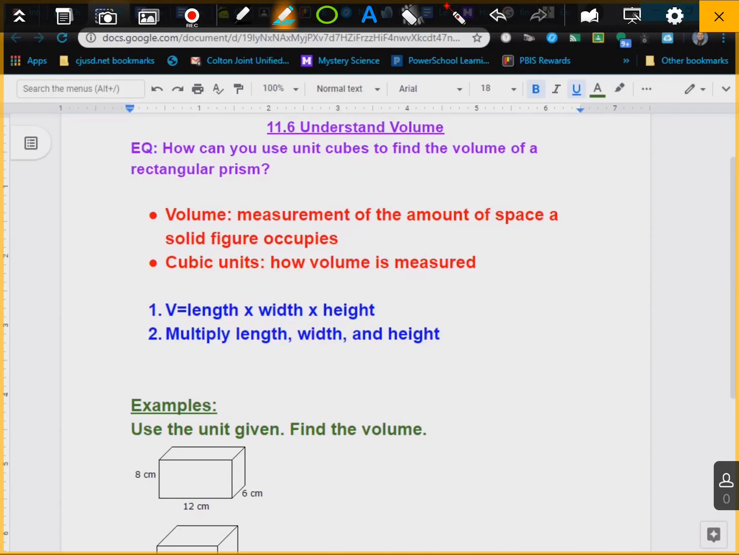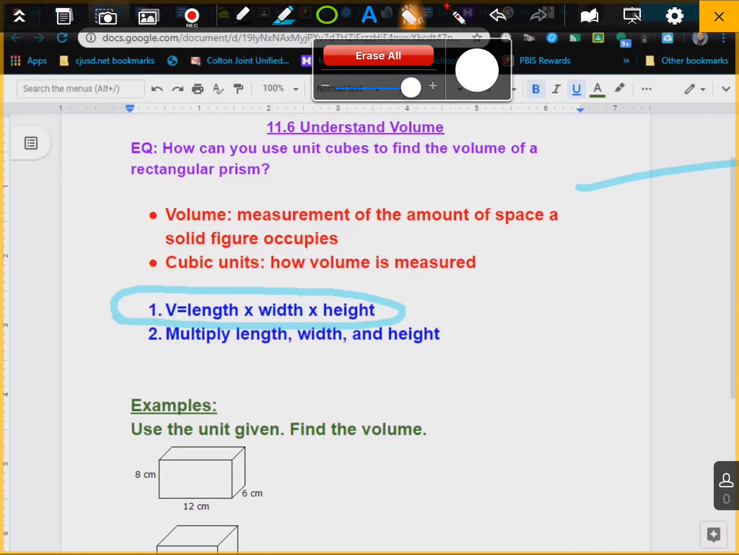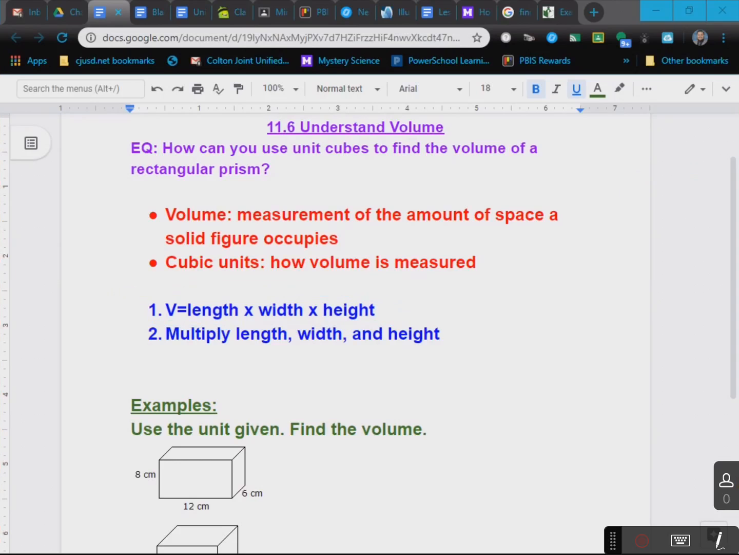And the most important thing you need to know, which I need you to write down, is the first step here. Volume equals length times width times height. That's all volume is. That's all you're multiplying. You're multiplying the length, width, and height. Okay? So let's go ahead and look at it.